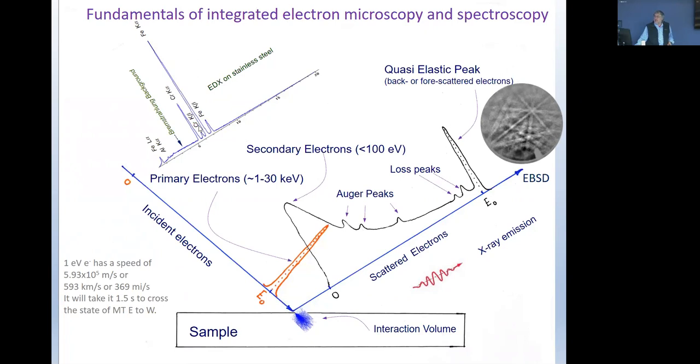Here's an example. This is an X-ray spectrum coming from a steel sample. There's iron, there's chromium, even some aluminum here. Similarly, Auger electrons are also very specific. Their kinetic energies are fixed. So most of the time people ignore them.